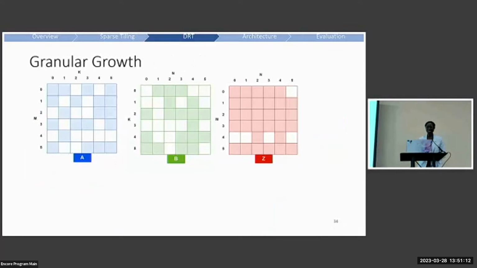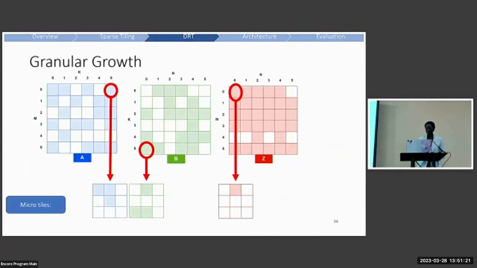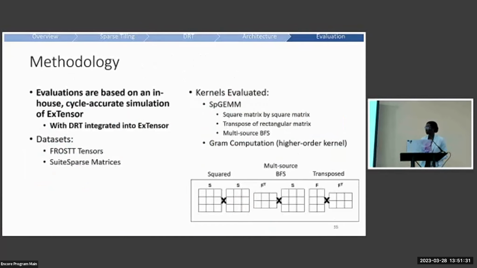But this process is still expensive in hardware since it requires reading every single scalar value. So we grow tiles in groups of microtiles, looking at larger granularities instead of growing by individual scalars. We're quantizing the tile growth. To learn more about this, as well as our hardware implementation, please check out our paper.